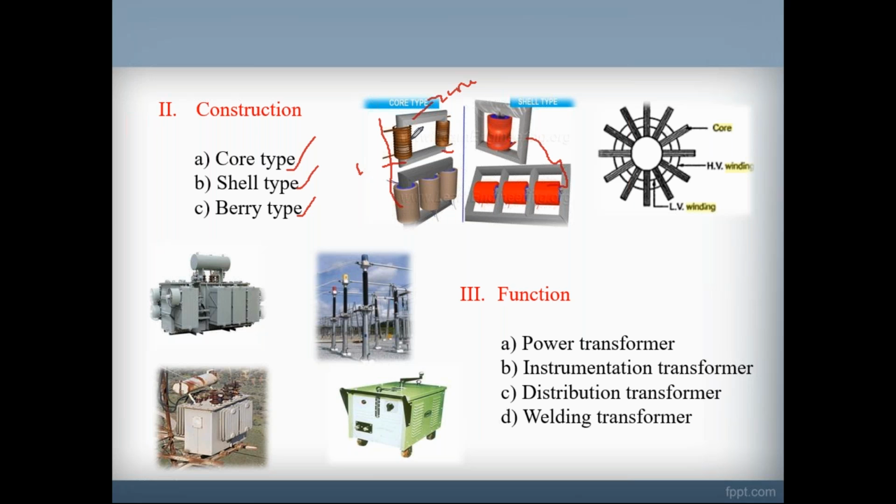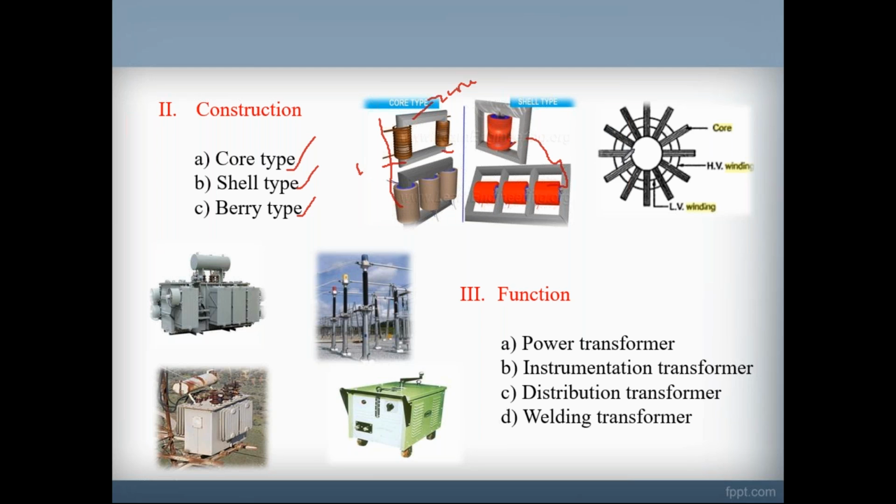And the next thing is the material point of view. In comparison of core and shell, which one has more material? Right, shell type. So we have these differences between core type and shell type. The third one is the berry type. We do not use this type of transformer in real time because it requires more material when compared to the core and shell type.